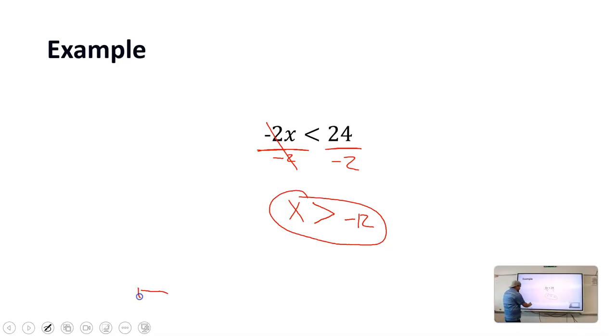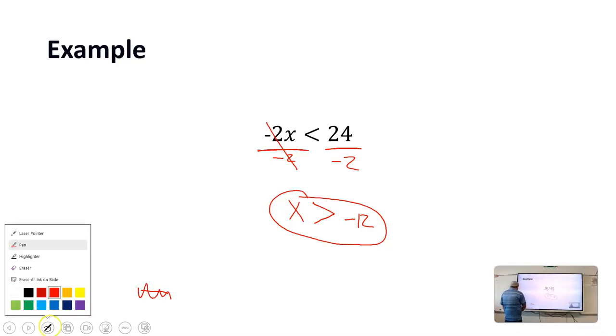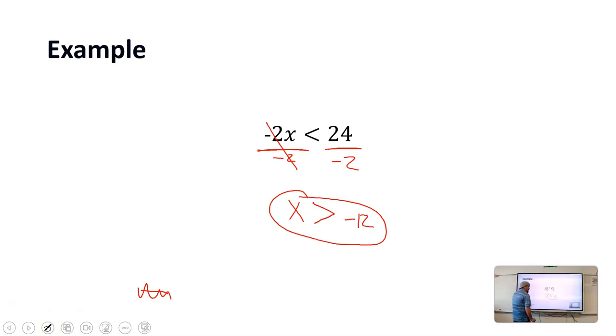So let's plug it in and see if it's actually true. Let's plug in anything bigger than negative 12. Let's just do negative 11. Okay. Negative 11 times negative 2 is positive 22. And we got 22 is less than 24, which is true.